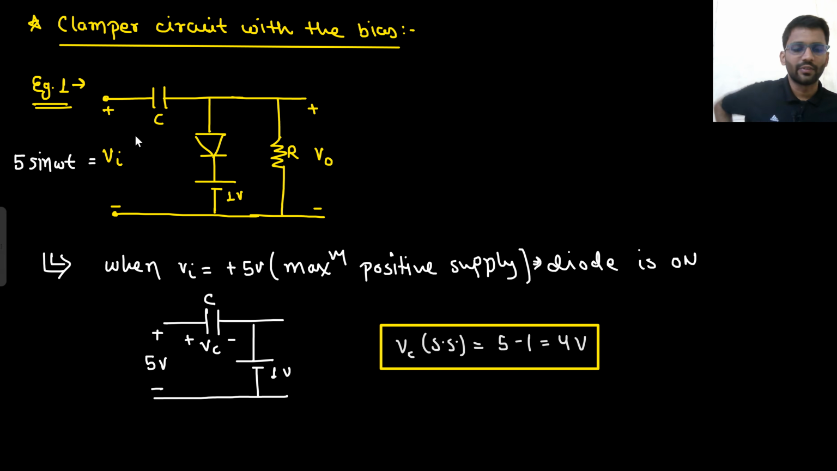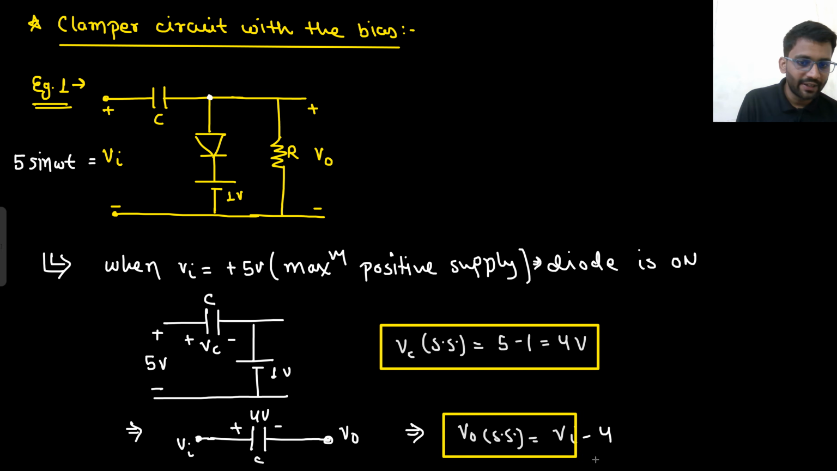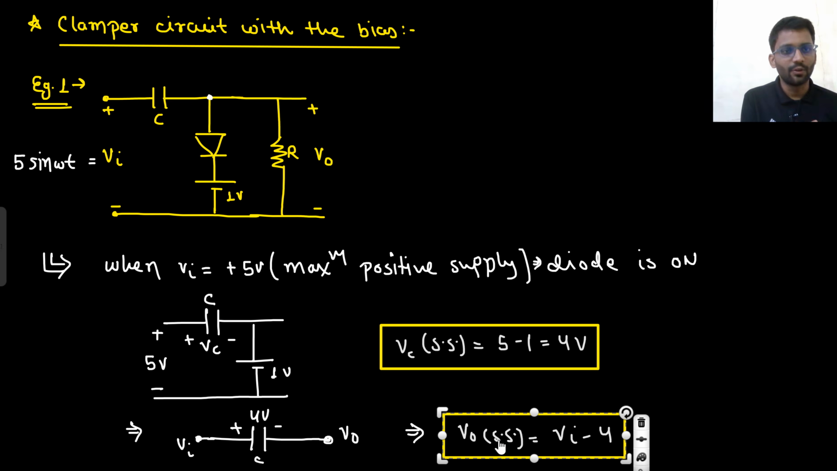In the next step, what we do? We just find the final output. So how will we find the final output? This end is your final output. Simply this end is V0. So this is your V0, and this end is Vin. This capacitor is charged to 4 volt. So what will be your V0? V0 steady state will be Vin minus 4. So it is clamping down, but it is not clamping down with the maximum voltage. It is clamping down with 4 volt.